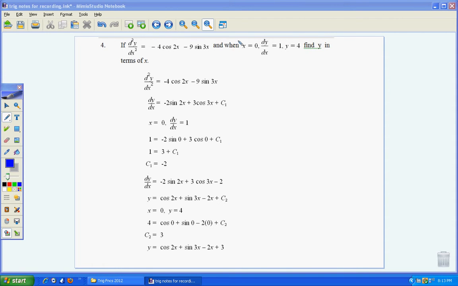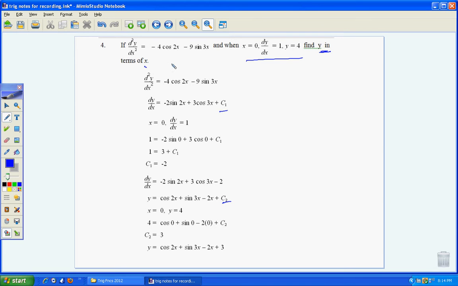Question 4 is one of these ones where we have to eventually find a function of y in terms of x, but we start with the second derivative and have enough data to get back to the first derivative and find our constant. Then we integrate again to get the function and get our second constant.